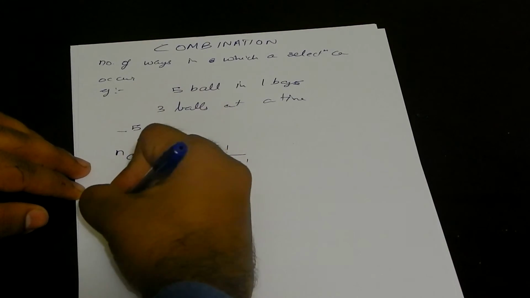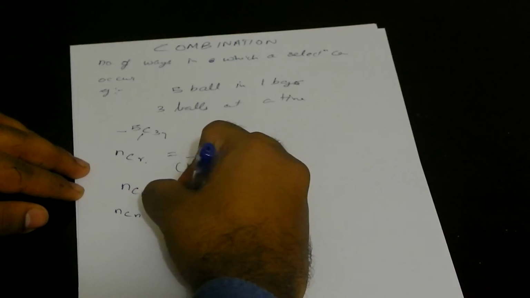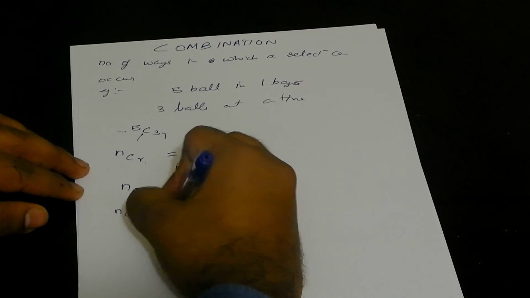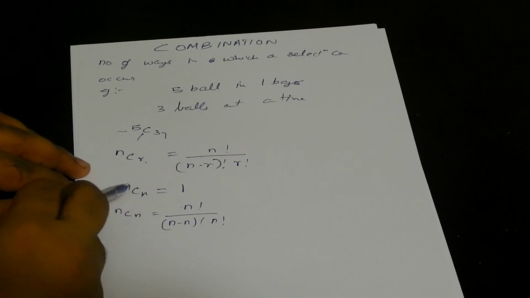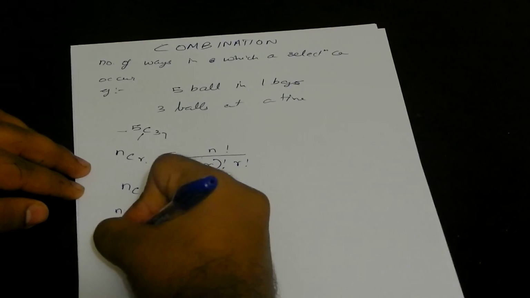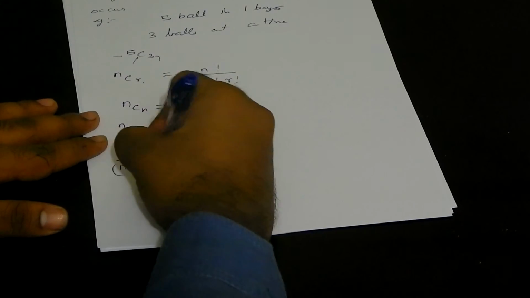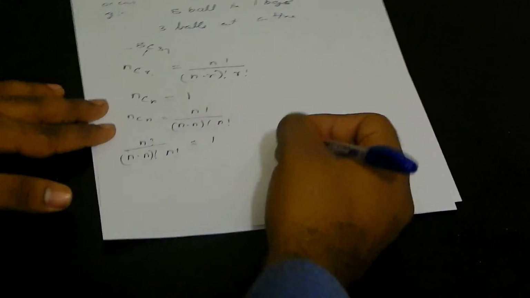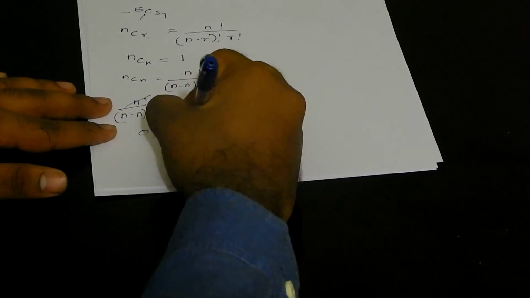Now let's also derive nCn in terms of the formula. It will be written as n factorial by (n minus n) factorial into n factorial. Now since left hand sides are equal, the right hand sides will also be equal. So we can write n factorial upon (n minus n) factorial into n factorial is equal to 1. So here, as we simplify, we will get that 0 factorial is nothing but 1. So here is another way in which we can prove that 0 factorial is equal to 1.